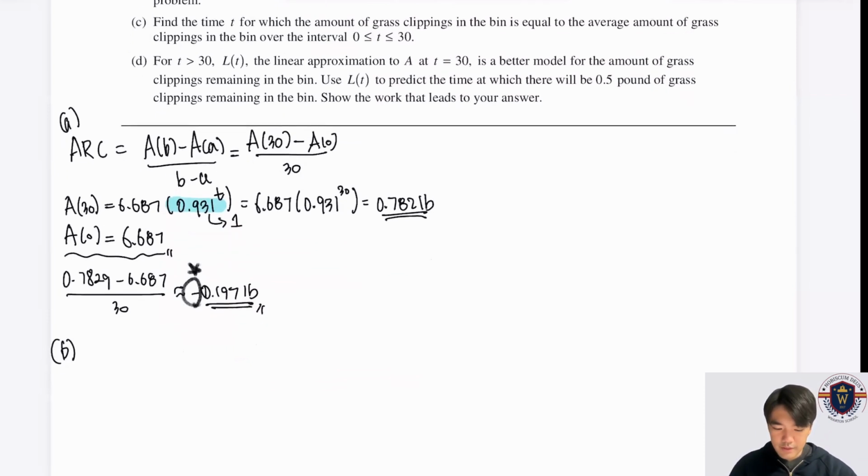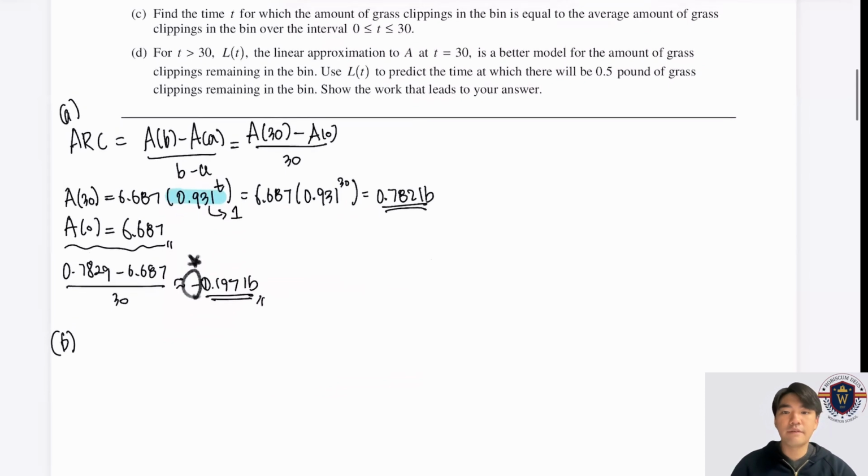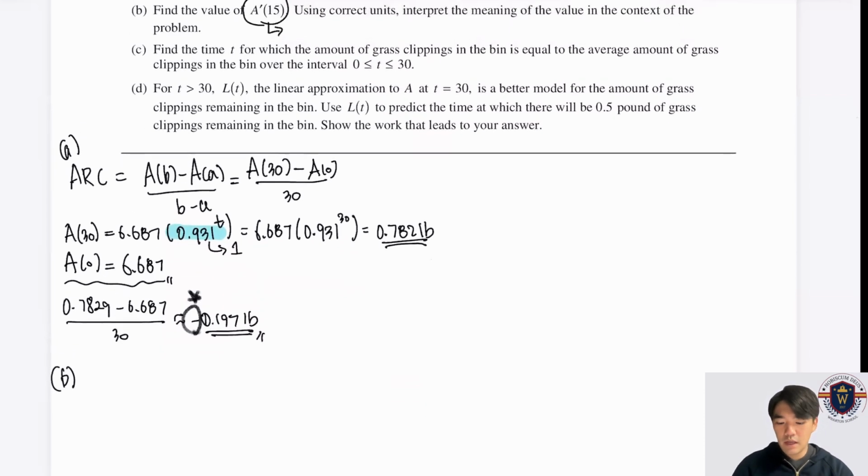So let's move to part B now. Find the value of A prime of 15. So what is A prime of 15? Anything that has a prime in calculus means instantaneous rate of change at 15, right?